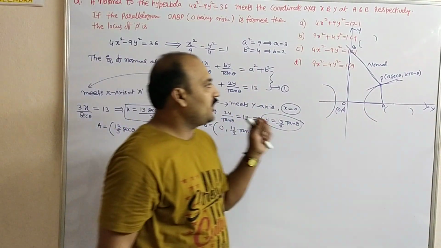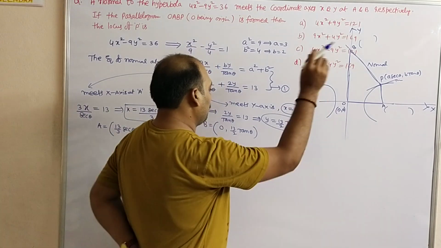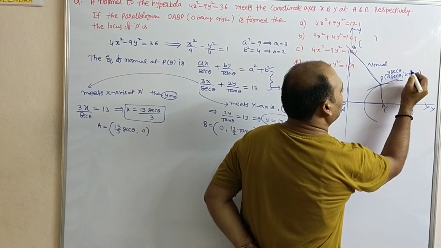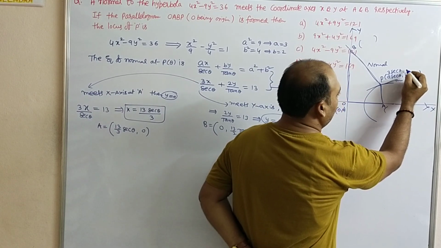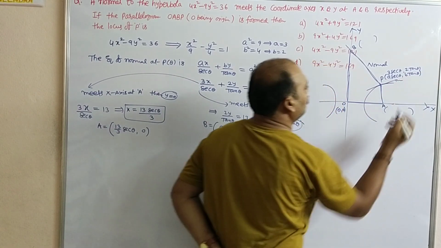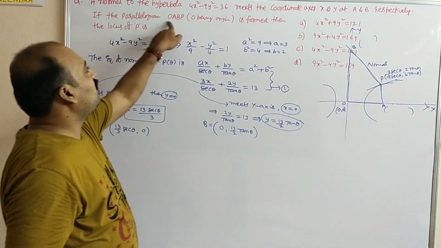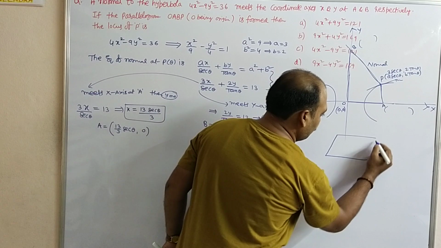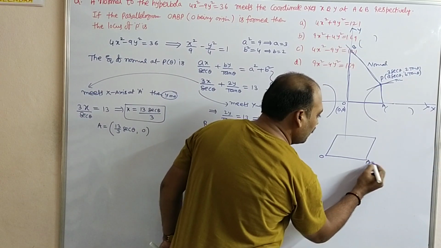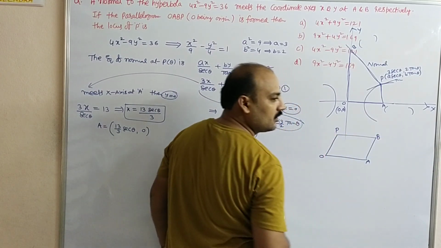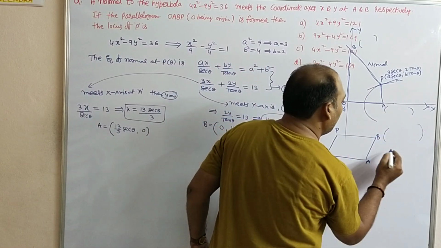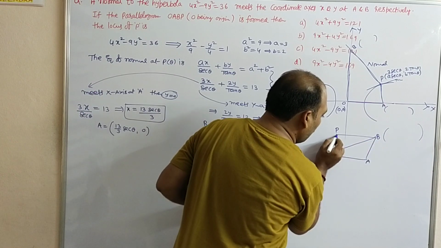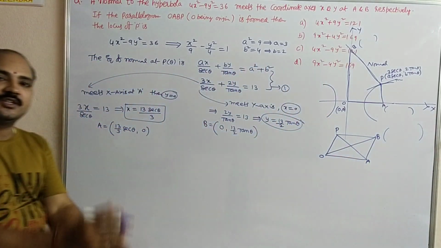Origin, A point, B point, and the point P. A becomes 3 secant theta comma b tan theta, and the b value was 2 tan theta. So OABP forms a parallelogram. Rough figure, this is OABP. B point is here, I got it, no need to write. OABP is a parallelogram, which means diagonals bisect each other.